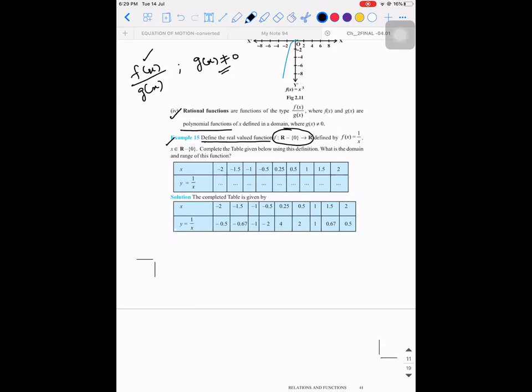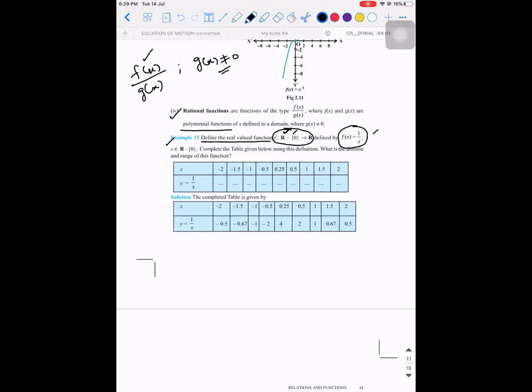So what is the meaning of this, guys? R has every value except 0. So this function is given as 1 by x. You can substitute any real number except 0. Because if you observe, f of x is equal to 1 divided by x.